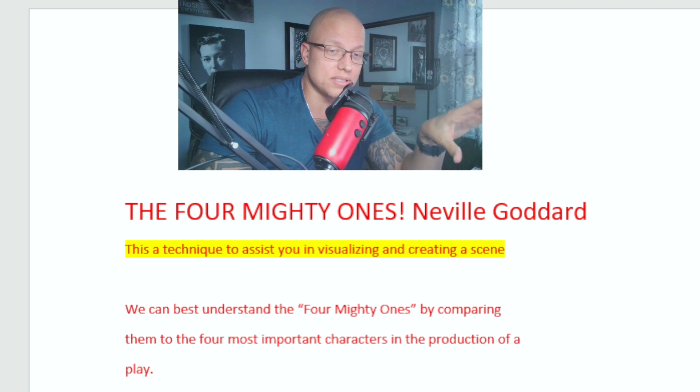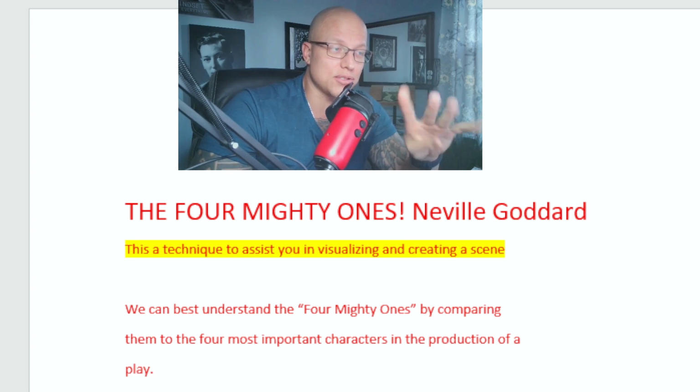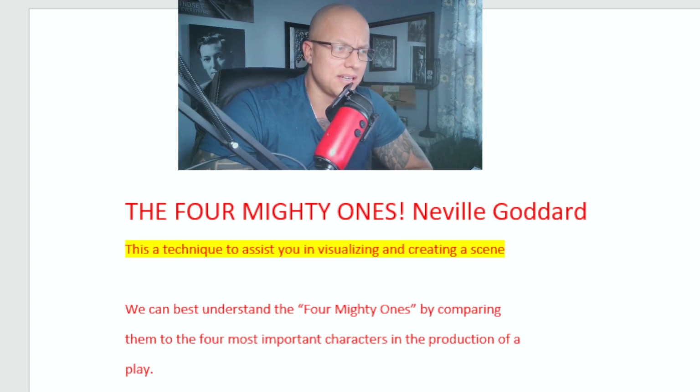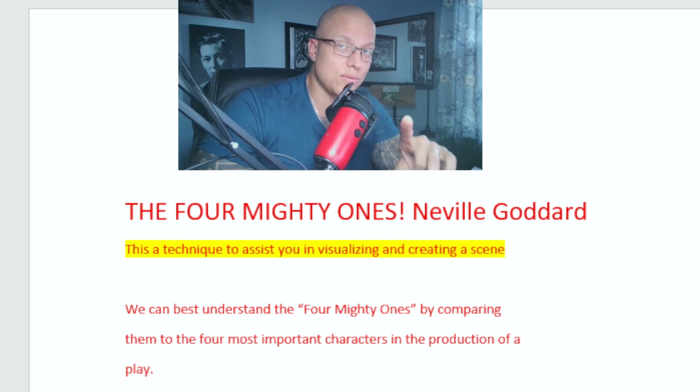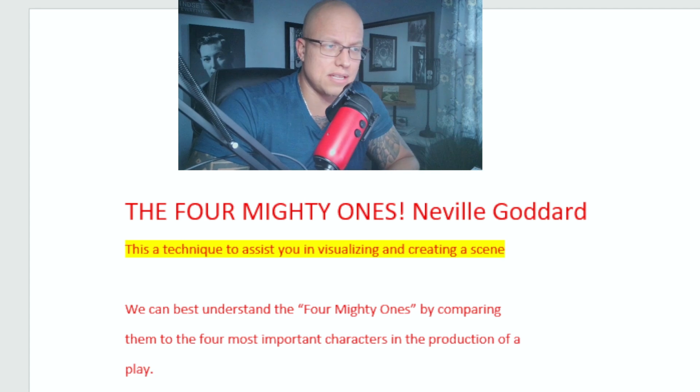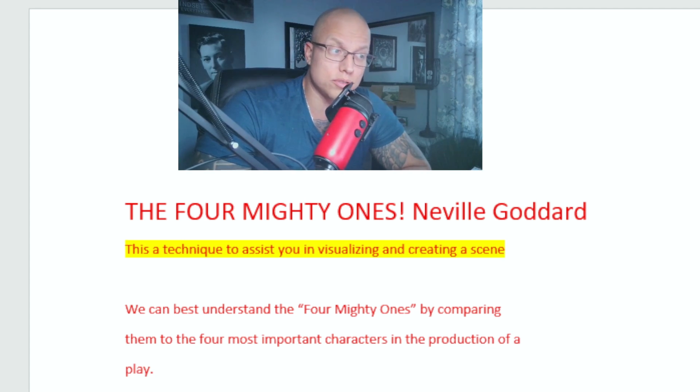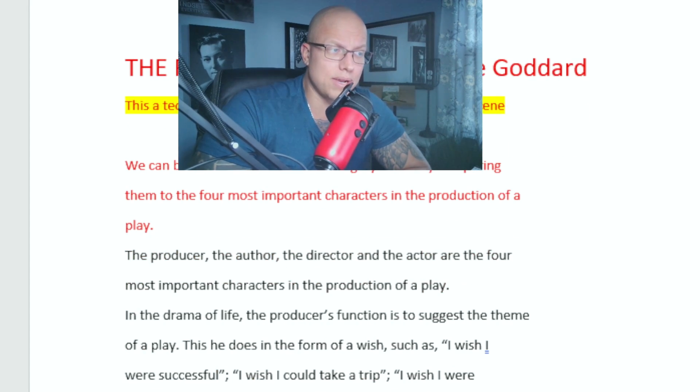I love the way that he puts all 4 of these mighty ones together. So let's go ahead and break this down and get right into this. The producer, the author, the director, and the actor. Those are the 4 mighty ones we're going to cover. Okay, so we can best understand the 4 mighty ones by comparing them to the 4 most important characters in the production of a play. They're right here. The producer, the author, the director, and the actor.